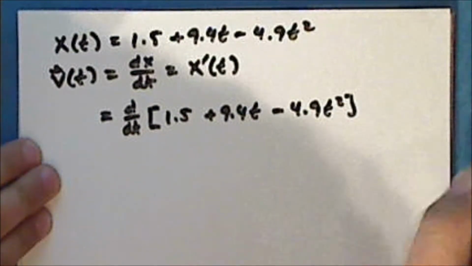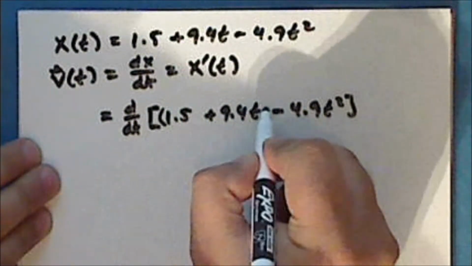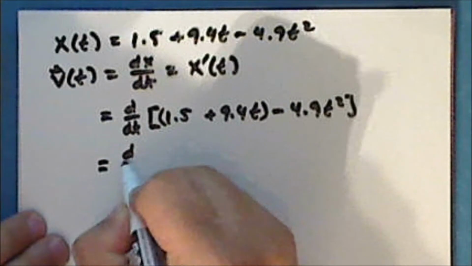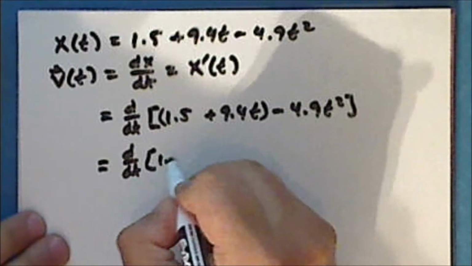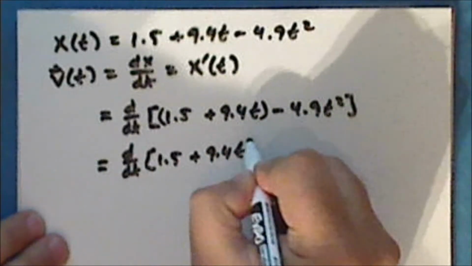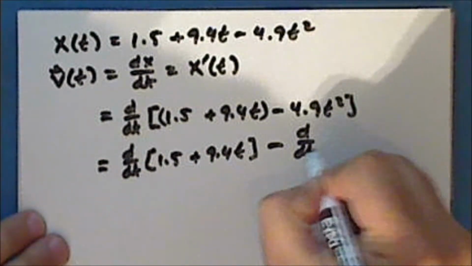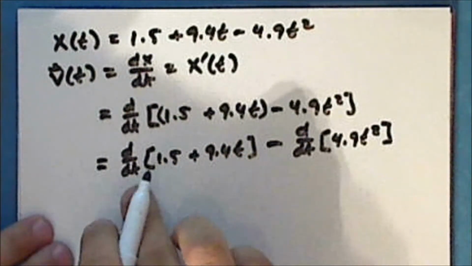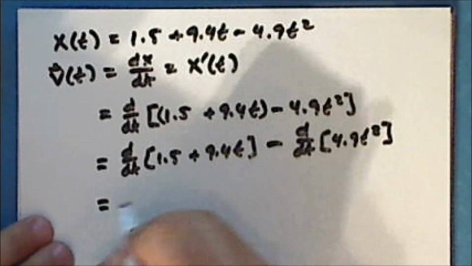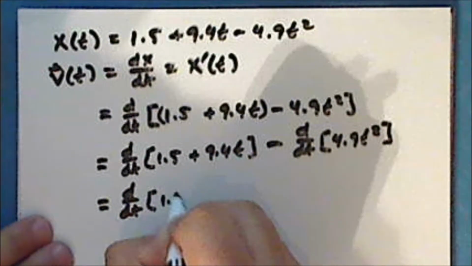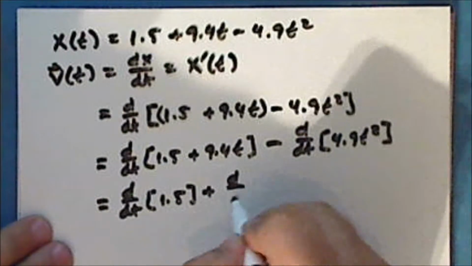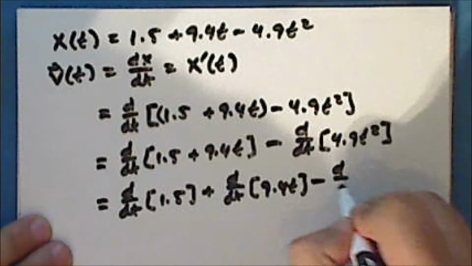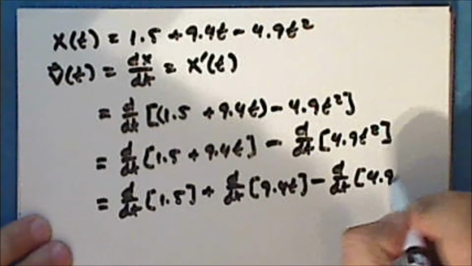Now we can choose to group any two terms of the polynomial, and we can apply the sum difference rule. And so we have the derivative with respect to t of the function 1.5 plus 9.4 times t, minus the derivative with respect to t of the constant multiple 4.9 times t squared. Applying the sum difference rule a second time, we have the derivative with respect to t of the constant 1.5, plus the derivative with respect to t of the constant multiple 9.4 times t, minus the derivative with respect to t of the constant multiple 4.9 times t squared.